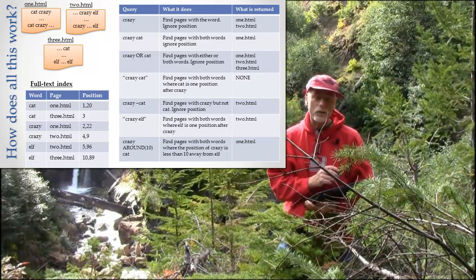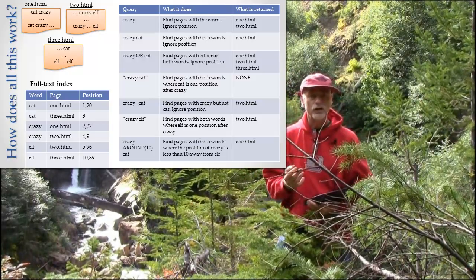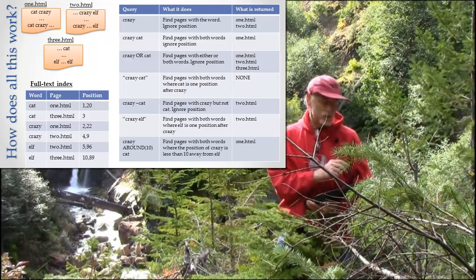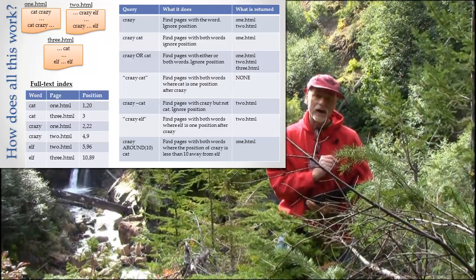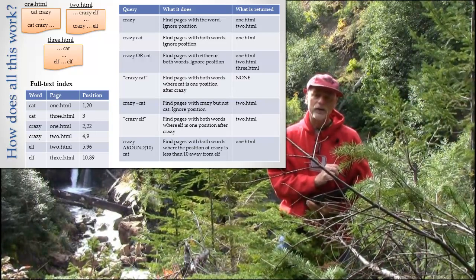Here we have three web pages. Of course, Google indexes billions and billions of pages, but we're going to focus on these 3 pages because this will tell us enough to understand the process. Page 1.html, 2.html, and 3.html. I've abbreviated what's on those pages to keep things as simple as possible.